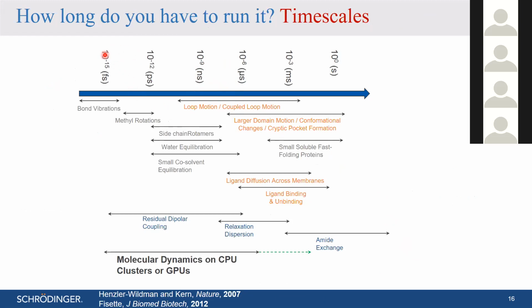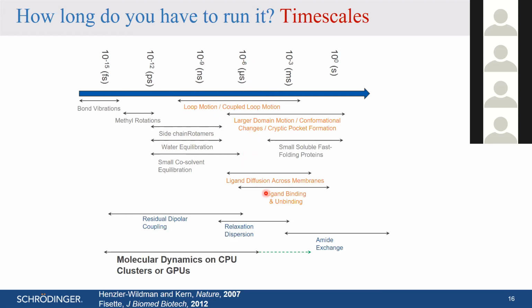And if you look at this chart, there are different things that you can study in different time scales. If you want to look at the bond vibrations, that is each individual bond length, then you have to do the simulation for a few femtoseconds. If you want to look at side chain rotamers, then you have to do the calculation for a few picoseconds to nanoseconds. And if you want to look at large scale loop motion where your loop is changing, then you have to do the calculation for a few nanoseconds to a few microseconds.